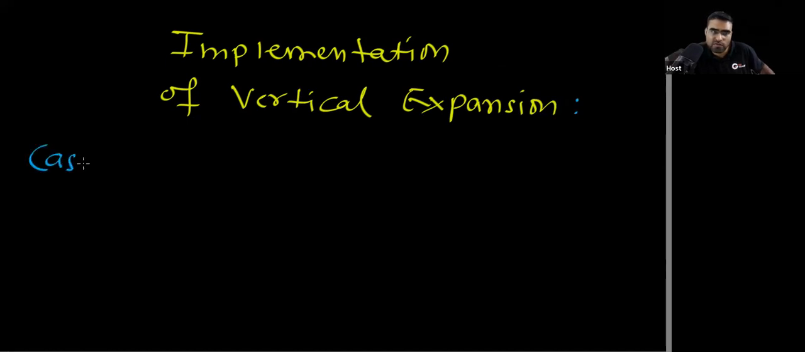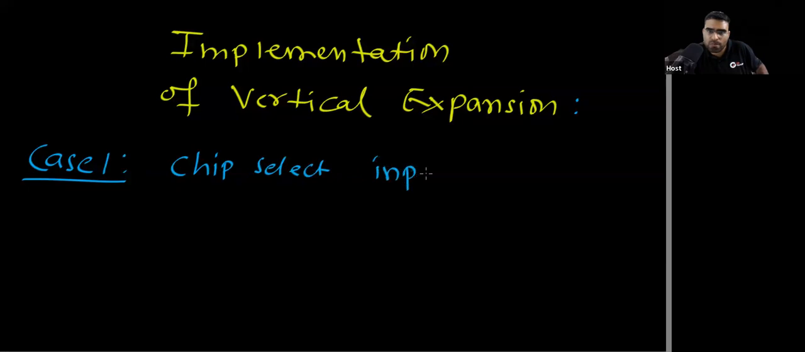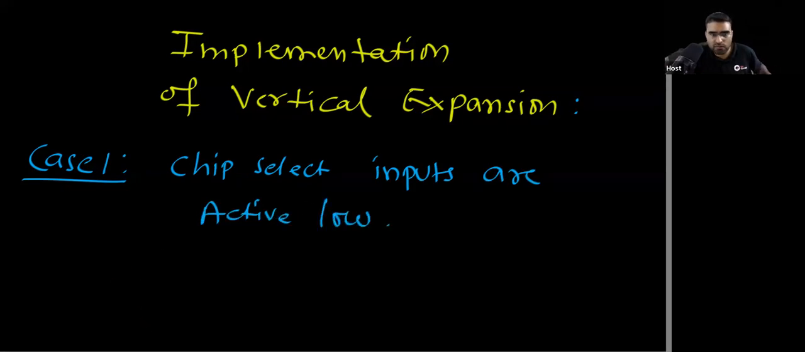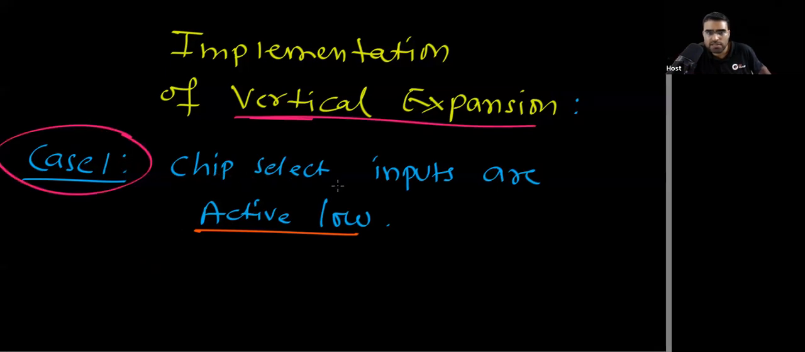In case 1, they can give you the case that chip select inputs are active low. If chip select inputs are active low, then in this situation which decoder will you use? Remember, this is vertical expansion, we need a decoder. In this situation, you will use an active low decoder. Yes or no?